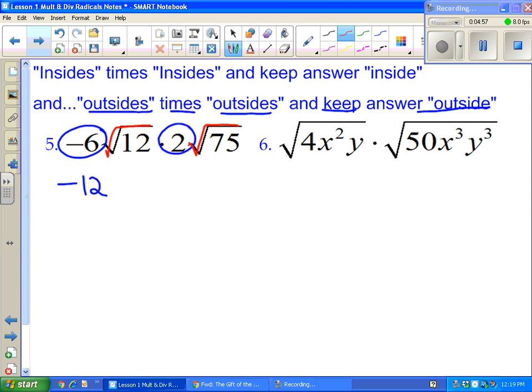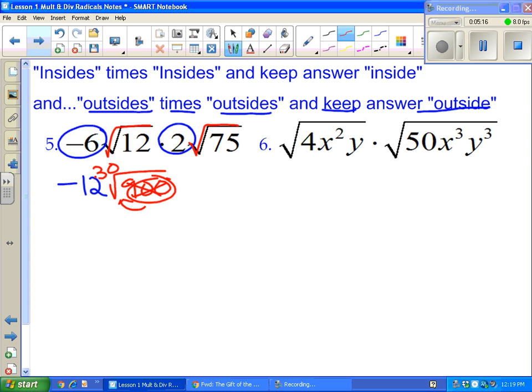I have a 75 inside of the square root. So inside of the square root, I think I get 900. Now, I believe if you check this, 900 is 30 times 30, or 30 squared. It's a perfect square. So what happens is this comes out as a 30.